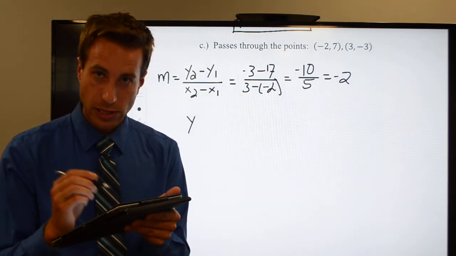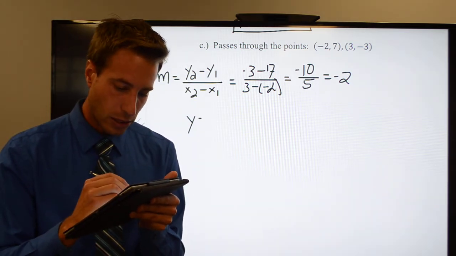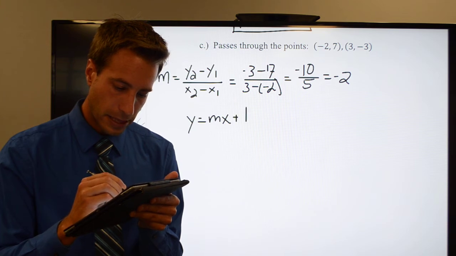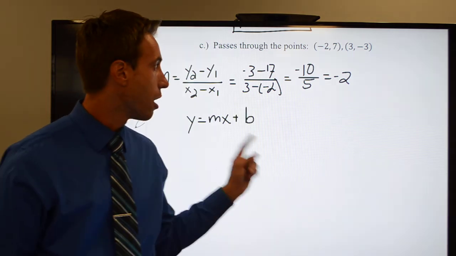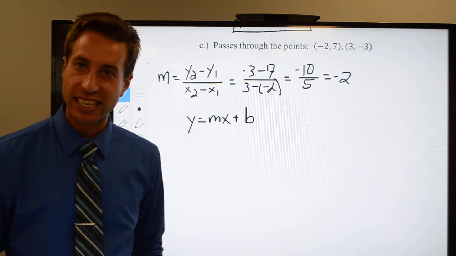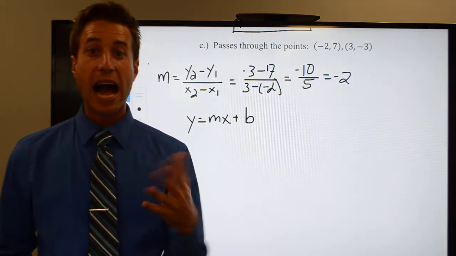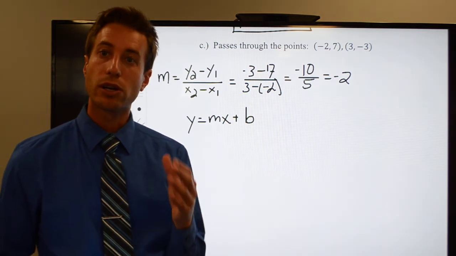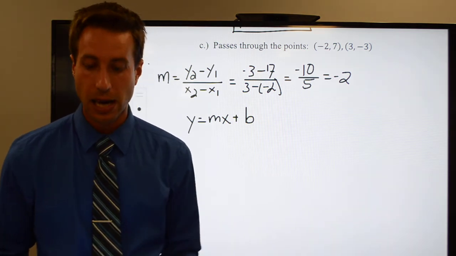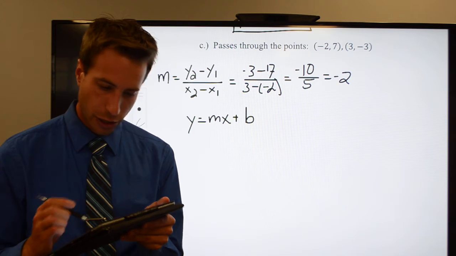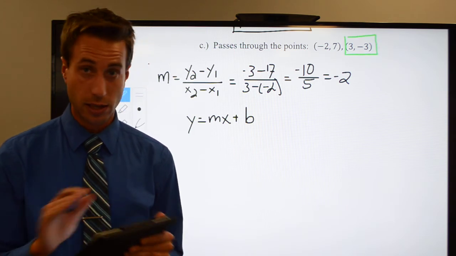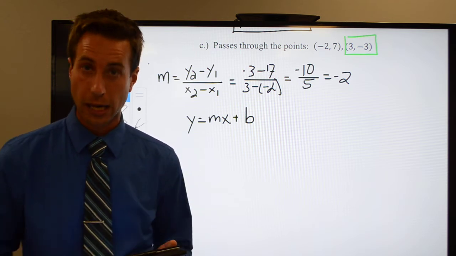The slope-intercept equation for a line, y equals mx plus b. Now, I already know what the slope is. I just found it. It's a negative 2. I don't know what b is, but that's okay. We're going to solve for b, and here's how we're going to do it. Pick your favorite point. Doesn't matter which one you choose.